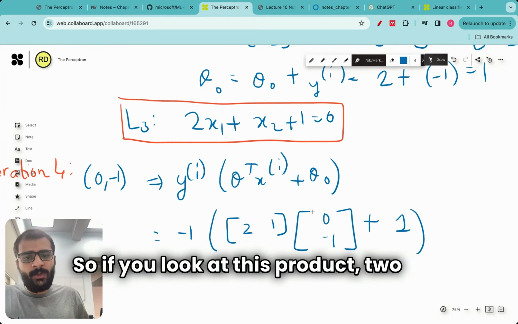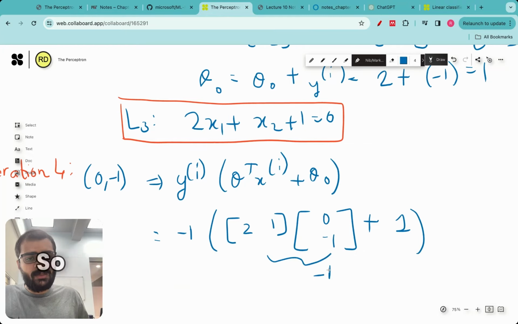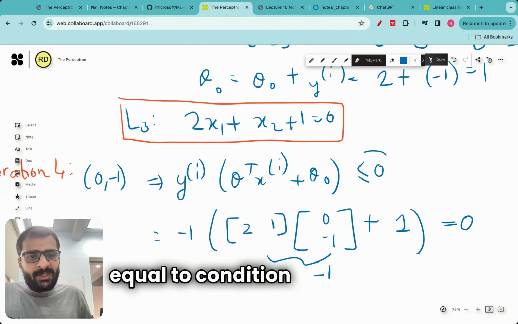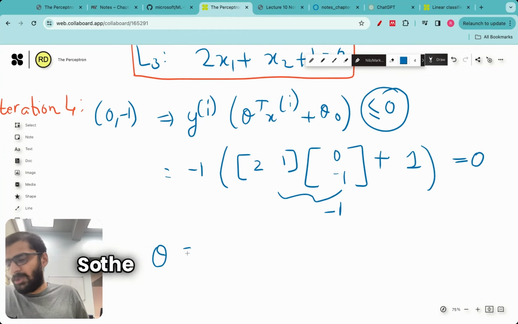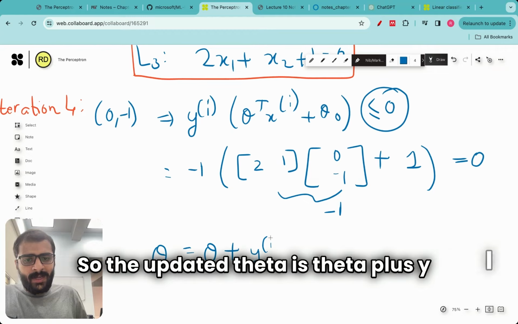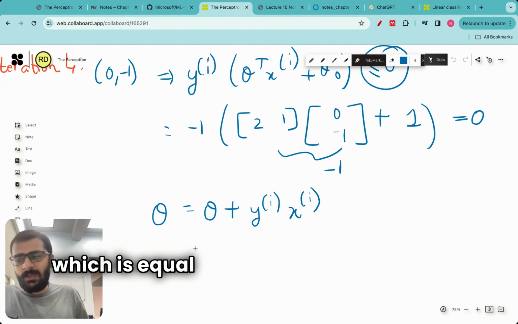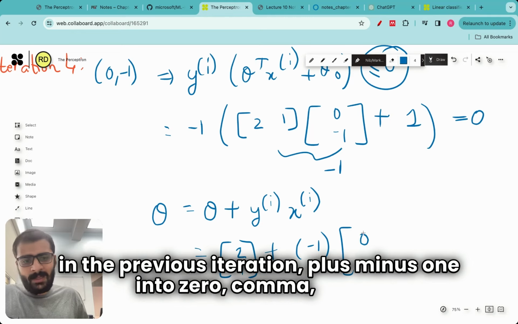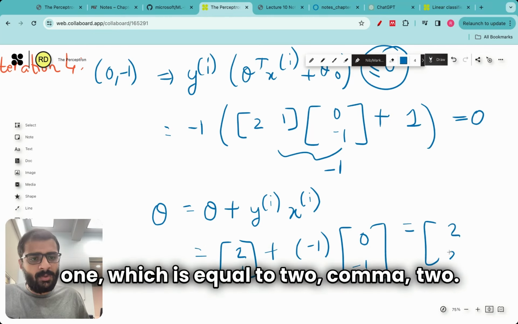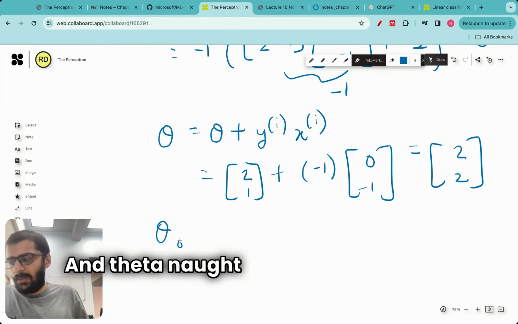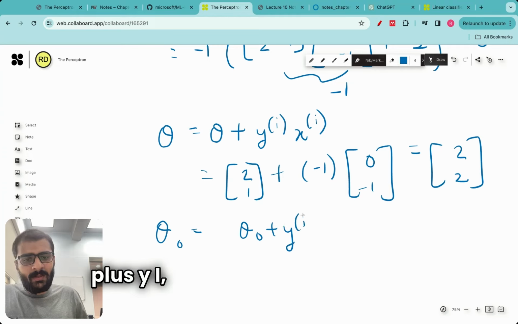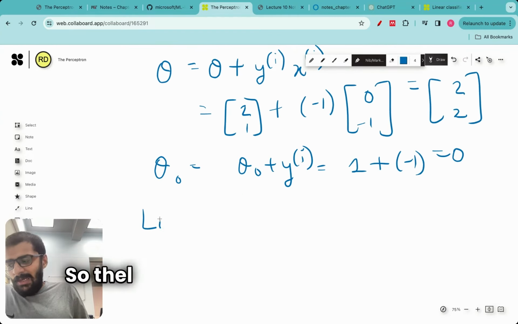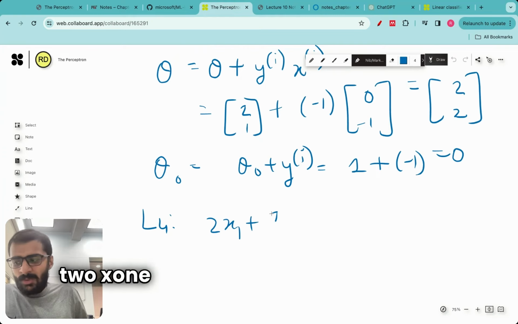So if you look at this product, 2 into 0 is 0, plus 1 into minus 1 is minus 1. So this will be equal to minus 1, and then minus 1 plus 1 will be equal to 0. Great. So then the less than or equal to condition is satisfied. So we will have to update theta and theta naught. So the updated theta is theta plus yi times xi, which is equal to 2 comma 1, which was the theta in the previous iteration, plus minus 1 into 0 comma minus 1, which is equal to 2 comma 2, and theta naught will be equal to theta naught plus yi, which is equal to 1 plus minus 1, which is equal to 0. So the L4 will be 2x1 plus 2x2 is equal to 0.